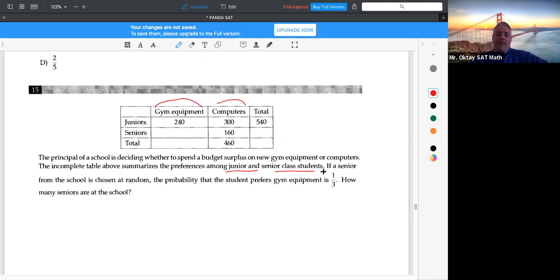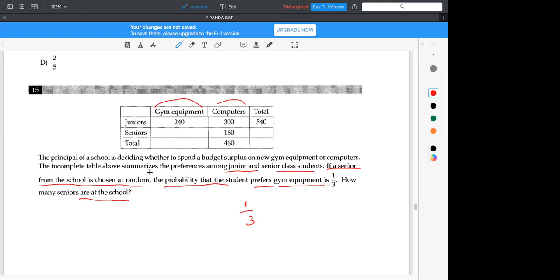Let me continue. If a senior from the school is chosen randomly, the probability that the student prefers gym equipment is 1/3. So 1/3 prefer the gym equipment. How many seniors are there at the school? Interesting. But from this information, how can we find exactly how many seniors? I understood that there are more juniors, so 2 parts are juniors, 1 part is seniors. But how can we exactly find it?